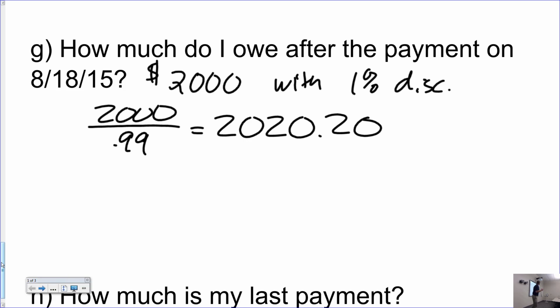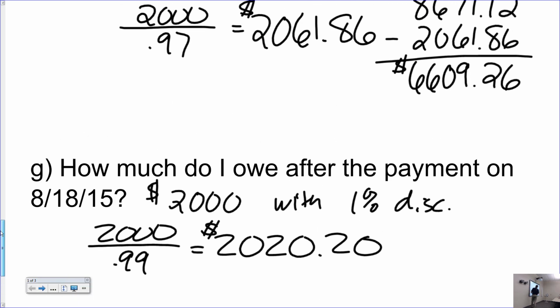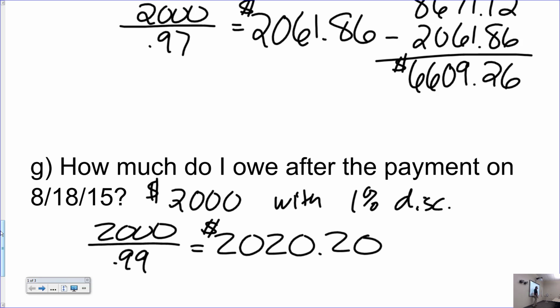20, 20, 20. 20s are wild. There's more 20s after that. It's rounded up. It's money, so we round it up to pennies, right? Now, what are we going to do with that 20.20? We subtract that from the previous number. Excellent, good. So go back to the previous number that we've gotten our bill down to, the 6,609.26, and subtract the 2,020.20 from it, right?